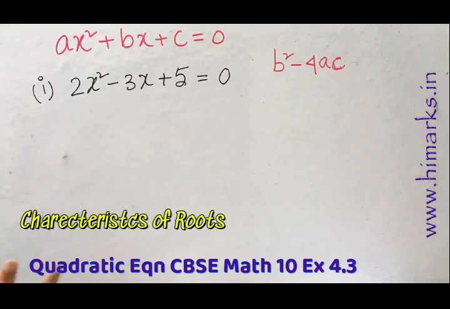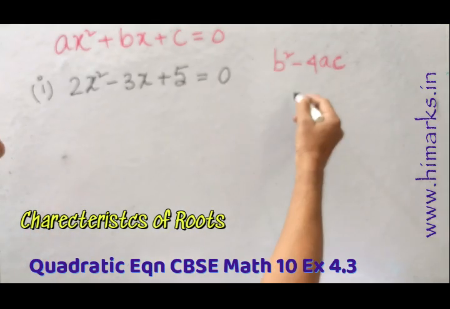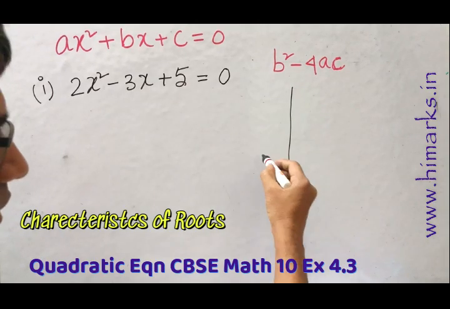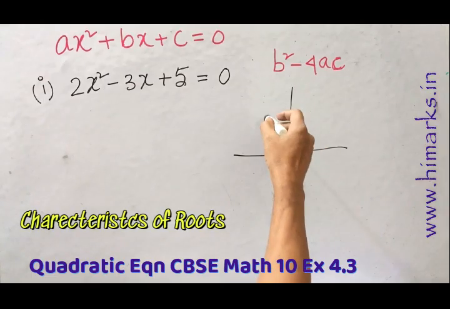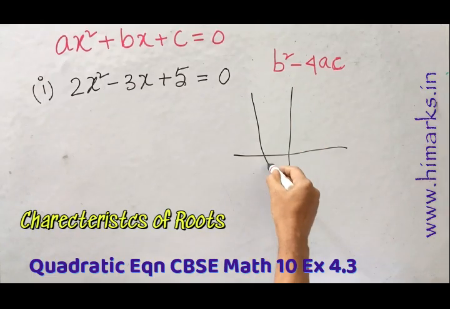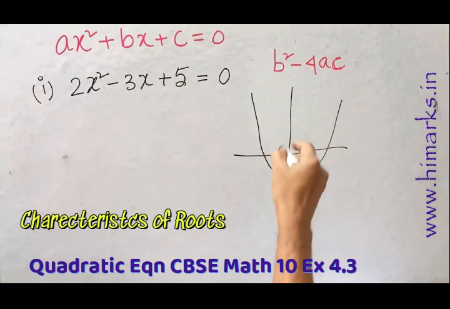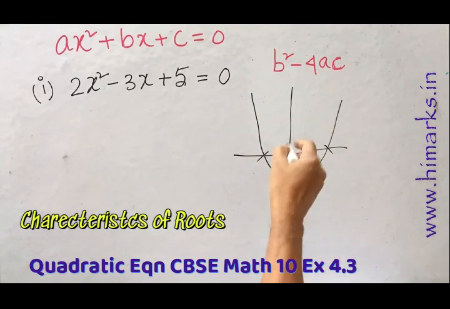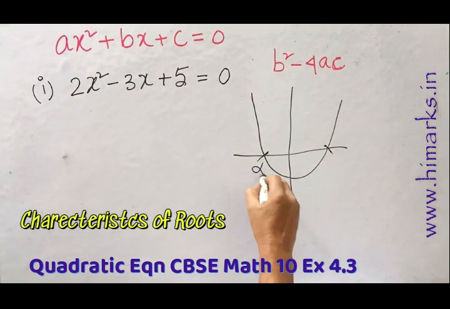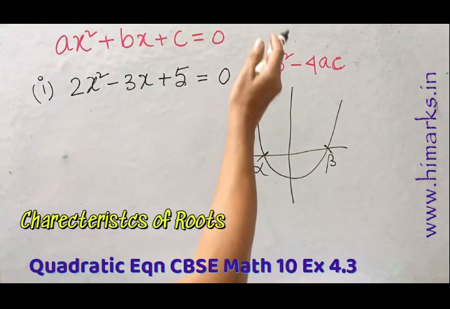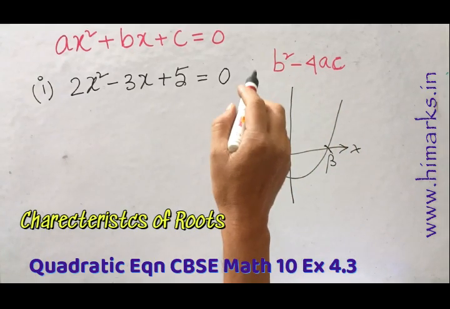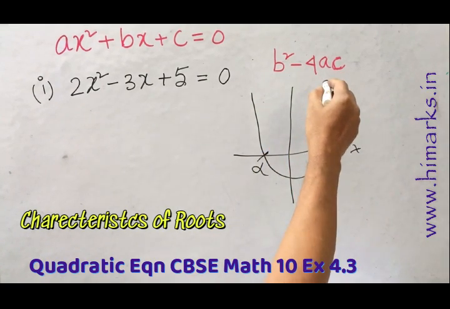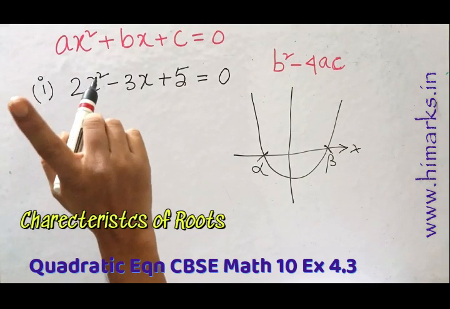What does it mean by characteristics of the root? You know this is an xy plane, and this kind of quadratic equation mostly gives an upward or downward parabola. Okay, and it gives two solutions. When these two solutions exist, one is alpha and another is beta, we say real roots exist. Sometimes if it goes up, it doesn't intersect the x-axis, so we say there is no real root. Sometimes it touches the x-axis only, and at that time only one root is available.